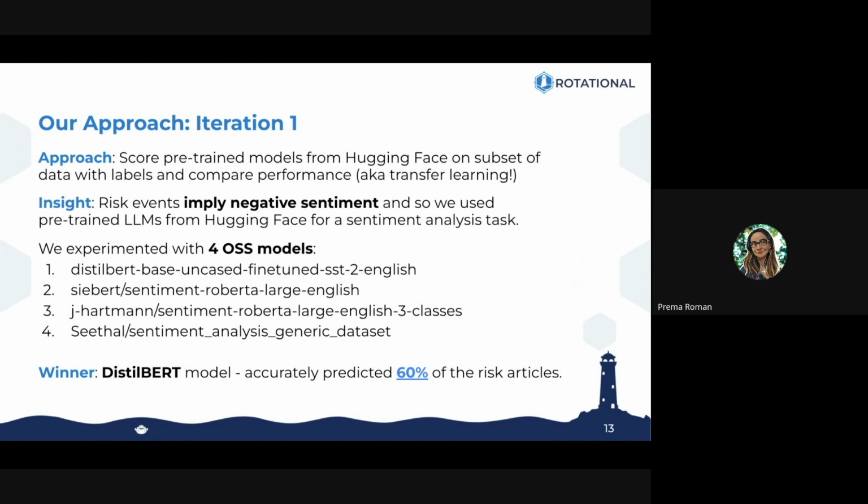And so what we figured is that we should try to use one of the large language models from Hugging Face that is specifically geared towards sentiment analysis, because articles that talk about risk events are generally going to have a negative sentiment, as opposed to articles that don't. So we figured we'll take one of these large language models that are specifically designed for sentiment analysis. And we experimented with 4 open source models. And out of those, the Distilbert model performed the best, and it accurately predicted 60% of the risk articles, which is a little bit better than the coin toss.